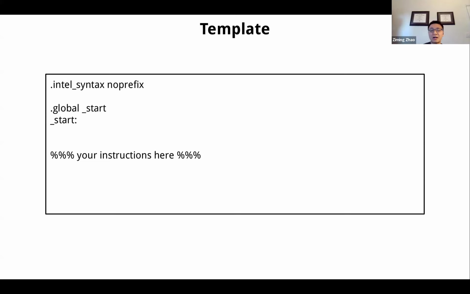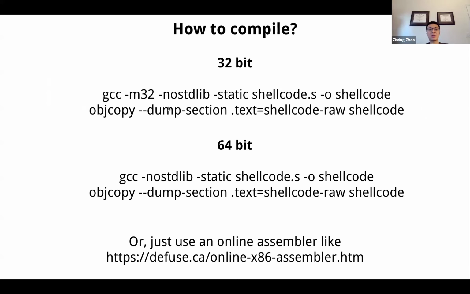You can use online tools, which will be much easier, or you can also compile this on our server or on your local machine. If you want to compile your shellcode on your server or your local machine, then you can use a template like this. And you are going to use Intel syntax here. You just write your instructions here, one by one. Then at the beginning, you write something like this, only 3 lines of template. Then after that, you can use those commands to compile the shellcode.